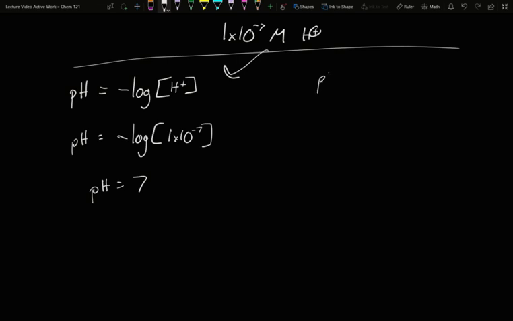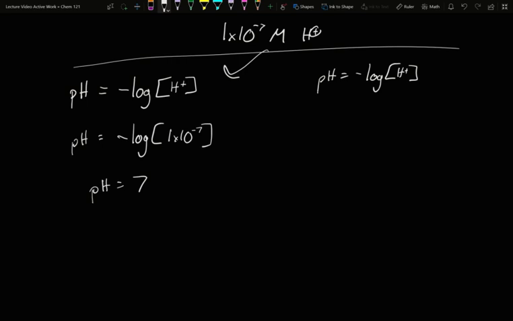If you ever have something where you want to find the pH and you know the concentration, well, you can just plug the concentration into your calculator. Negative log of concentration will give you pH. But what if you were told the pH? How would you find the H plus concentration?